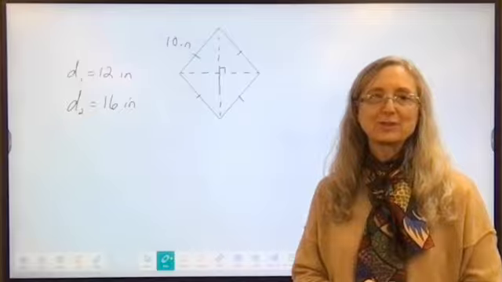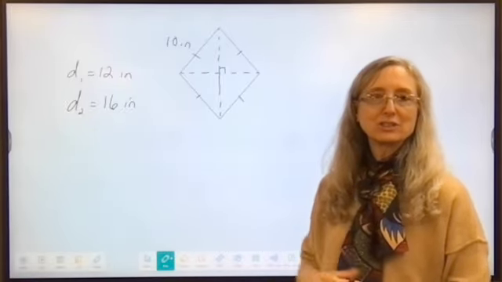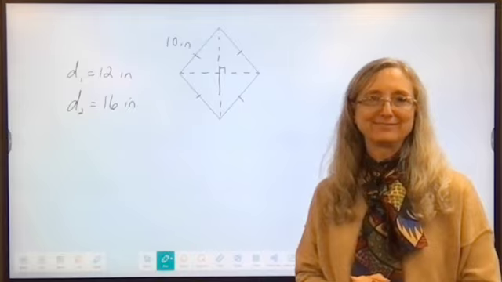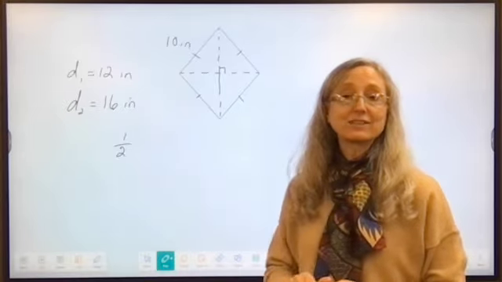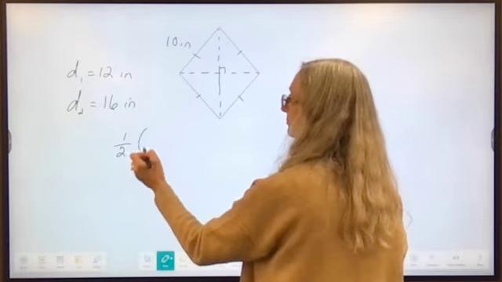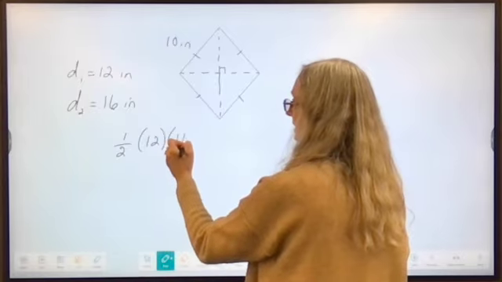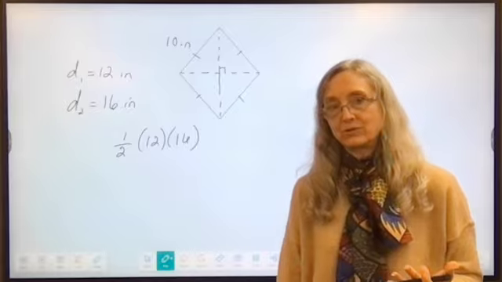Here's a rhombus. Go ahead and do it again. Here's the diagram. Here are the dimensions. What is the area? The first diagonal is 12. The second diagonal is 16. So the formula is 1/2 times 12 times 16. And these kind of things, what would be easiest for you to do in your head?